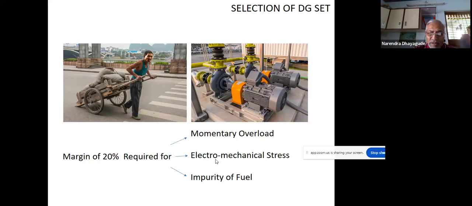Sometimes electromechanical stresses are there, and impurities of the fuel. We consider that this is the specific fuel calorific value of the diesel, but diesel may not be exactly pure and as specified. So impurities may also cause this problem. So that's why we keep a margin of 20% over the capacity.